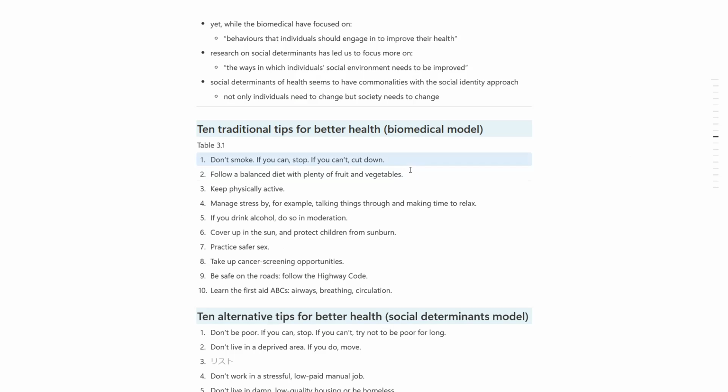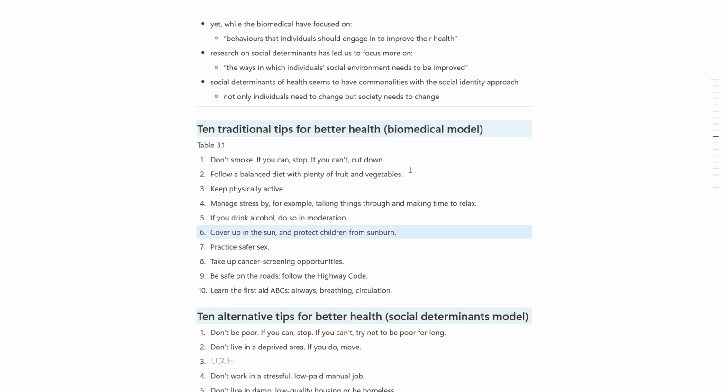One, don't smoke. If you can, stop. If you can't, cut down the number of cigarettes. Two, follow a balanced diet with plenty of fruit and vegetables. Three, keep physically active. Four, manage stress by, for example, talking things through and making time to relax. Five, if you drink alcohol, do so in moderation. Recent studies actually found that the less alcohol you have, the better it is for your health. And if you don't drink any, that's even better for your health.